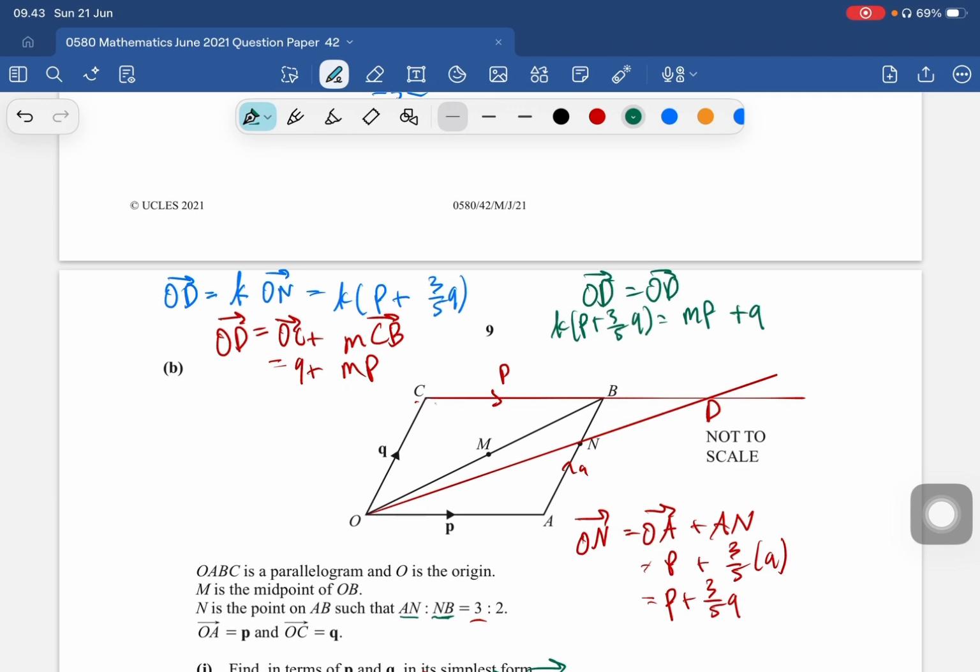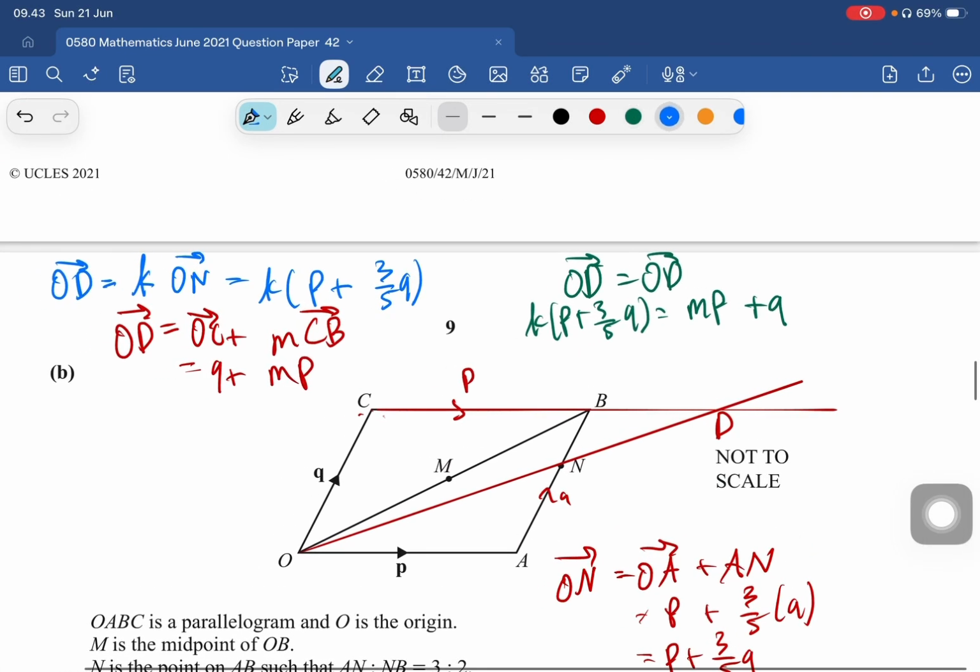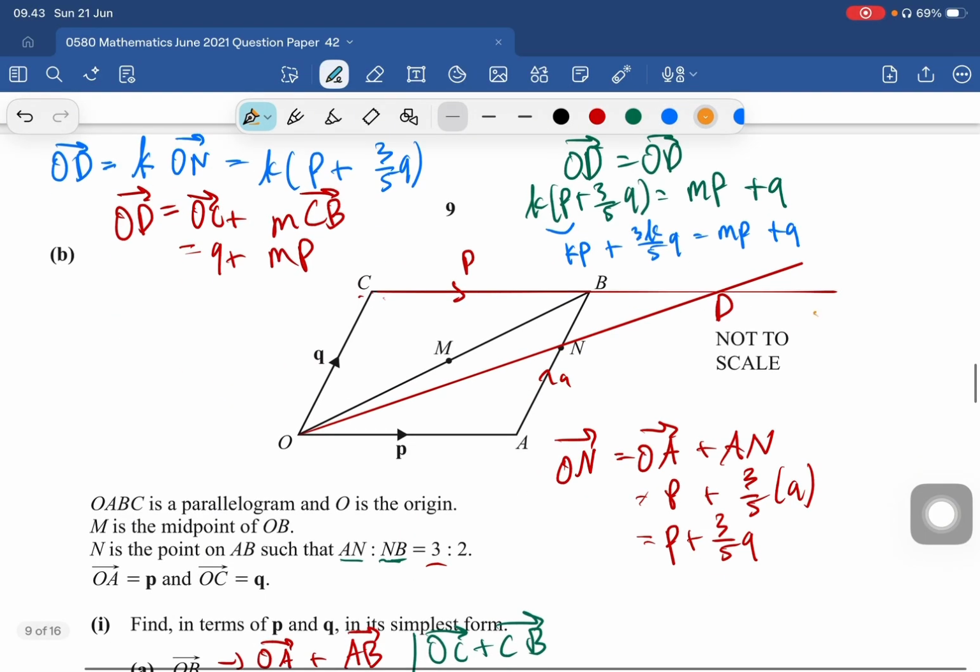Okay, let us compare the coefficients. So here is K with P, here is 3K over 5 Q equal to MP plus Q. Here we got Q, so 3K over 5 Q equal to Q. Okay, K equal to 5 over 3.